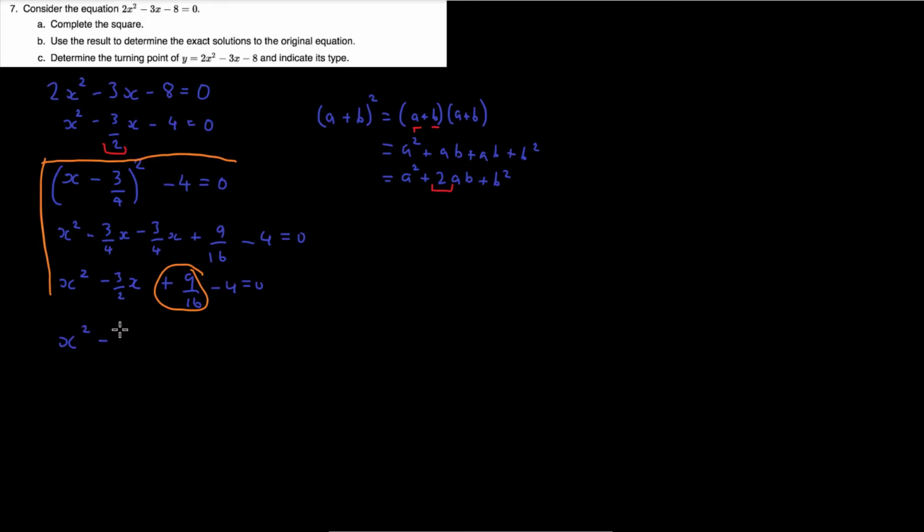So let's write down everything again. X squared minus 3 on 2x plus 9 on 16 minus 9 on 16 minus 4 equals 0. And now, this equation here is the same as this. There is no difference. All I've done is add a term, but within the same line of work I've subtracted it. So overall, there's been no change. Now, the great thing about this part here is we know that that is a perfect square. So now we have completed the square.